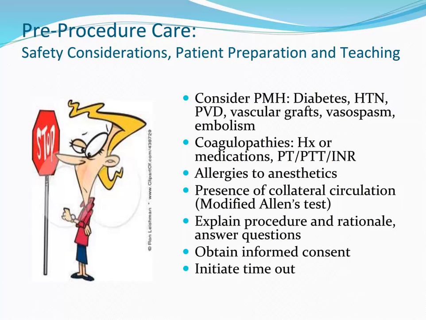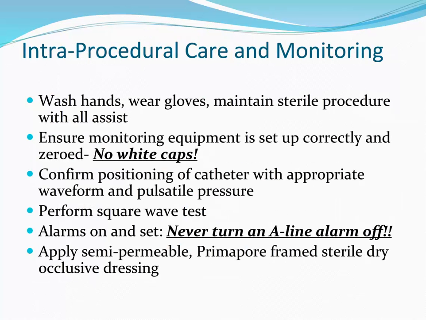Consider patient's allergies. Make sure the proceduralist evaluates collateral circulation through the modified Allen's test. You're familiar with this from ABG certification. Perform patient teaching and offer support to both patients and family as needed. Make sure the consent is obtained and be present to initiate timeout before the procedure gets underway.